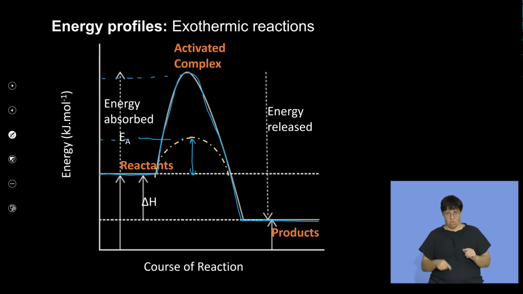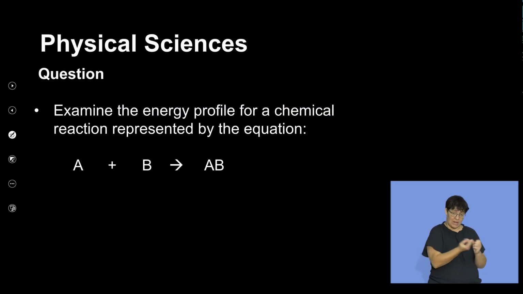But realize that the catalyst does not affect the energy of reactants or the products. That's very, very important, right? Okay, now here is a question. We want to examine an energy profile for a chemical reaction that is represented by this hypothetical reaction where A reacts with B to give us AB. Right, it's a chemical change.